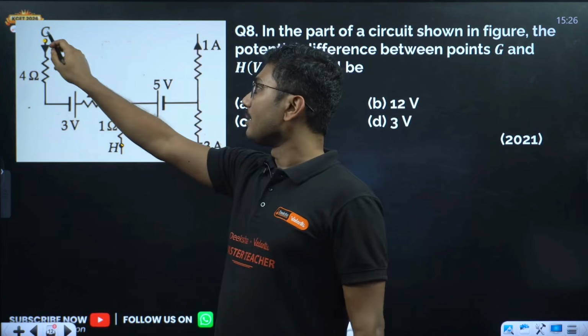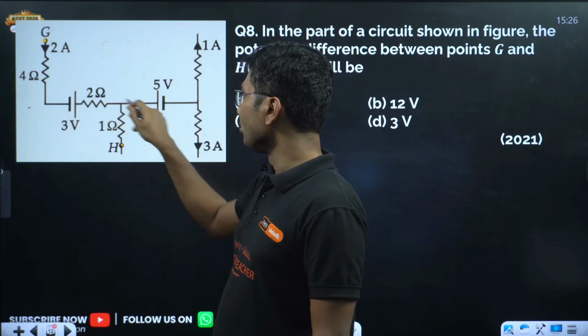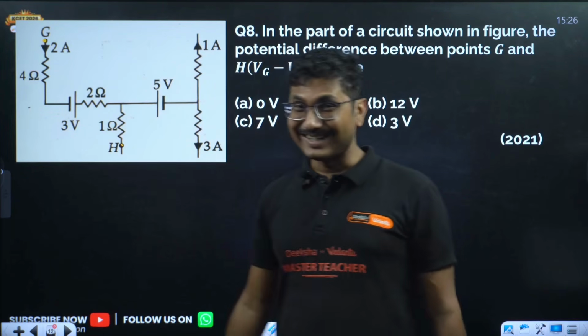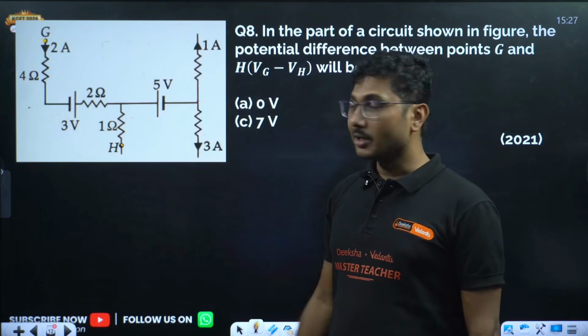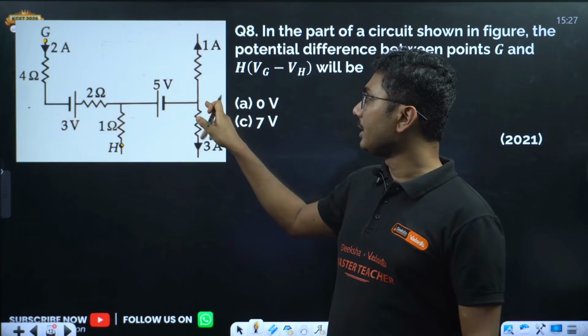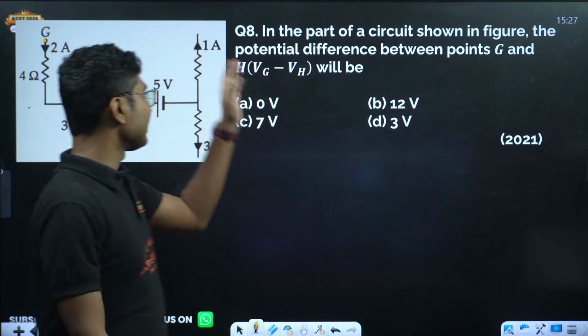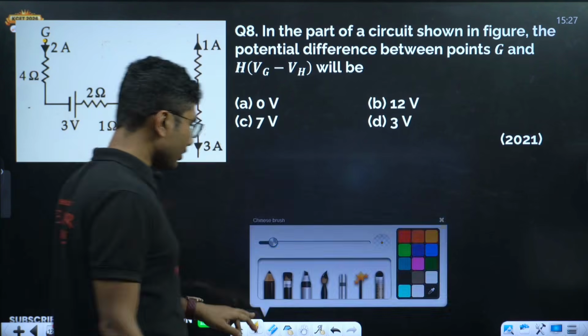We are given some current, 2 ampere, coming over here, and no current is shown in this 1 ohm. That means the current is 0? Obviously not, some current is passing through that. You have to find that current out. Also here, we have 1 ampere out, 3 ampere out. These resistance values are not shown because they are not required.